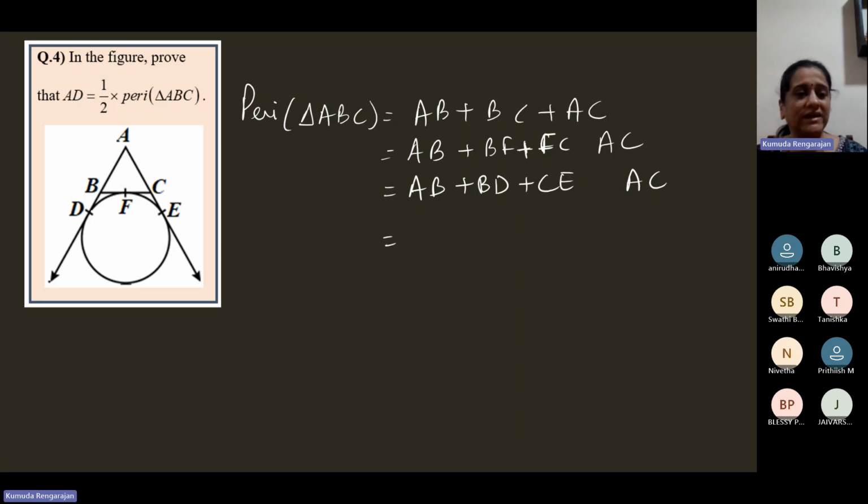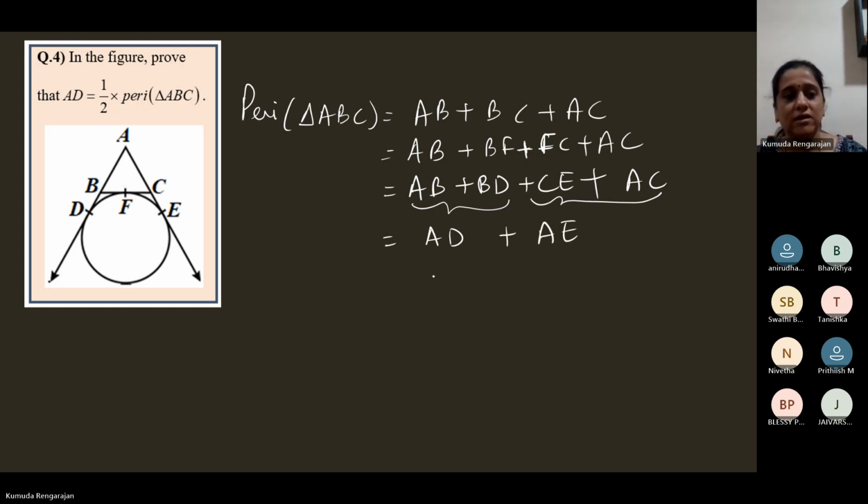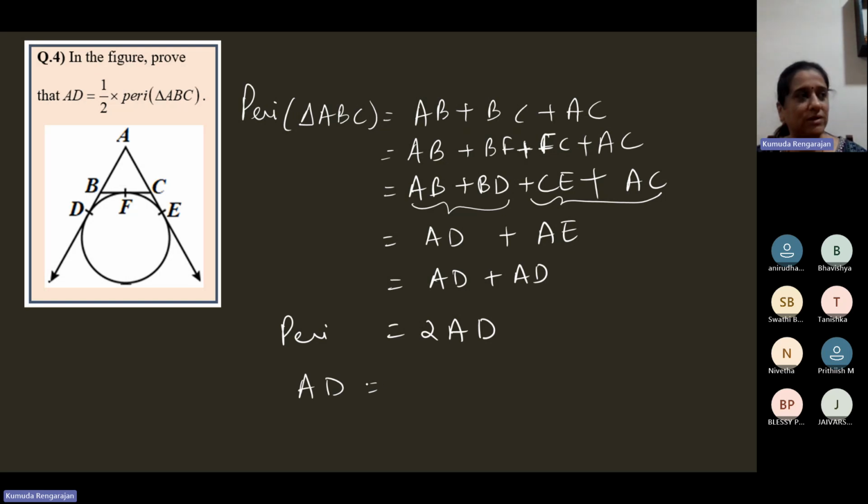Now, what is AB plus DB? AB plus BD is AD. And CE plus AC is AE. But AD is equal to AE, so you can write it as AD plus AD, because AE is AD. So you get twice AD. So perimeter is equal to twice AD. So AD is equal to, it will become by 2, half into perimeter of triangle ABC.